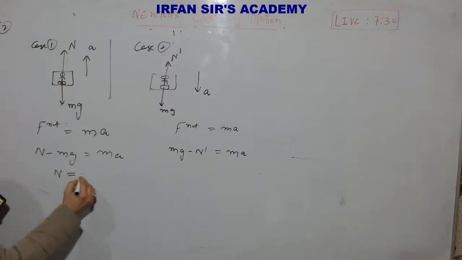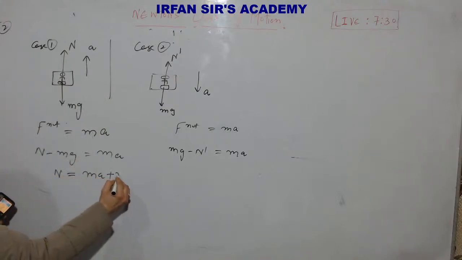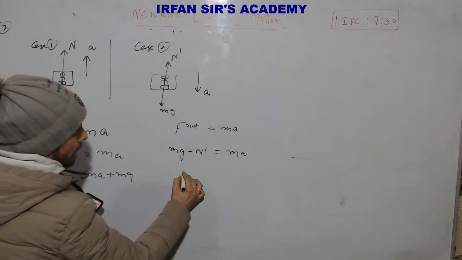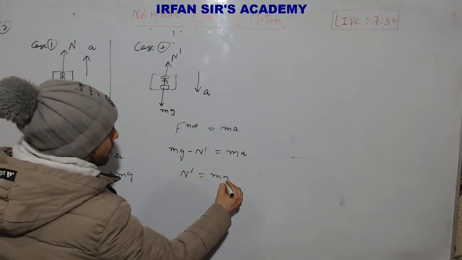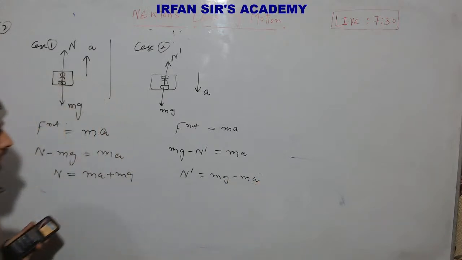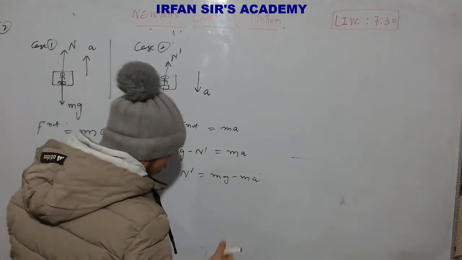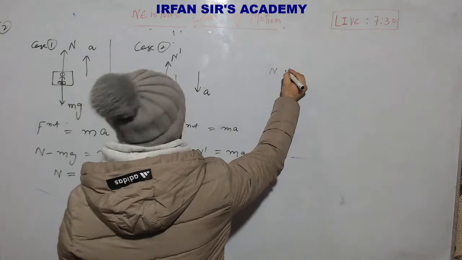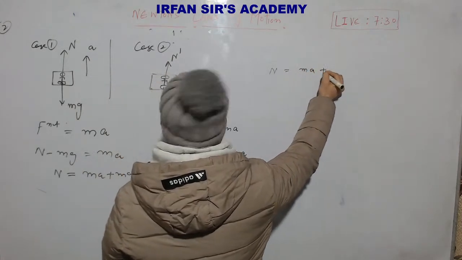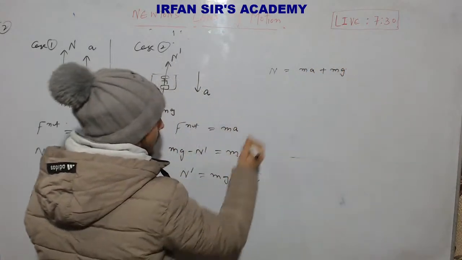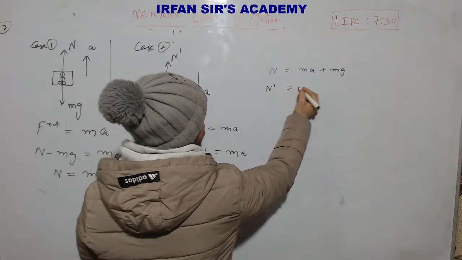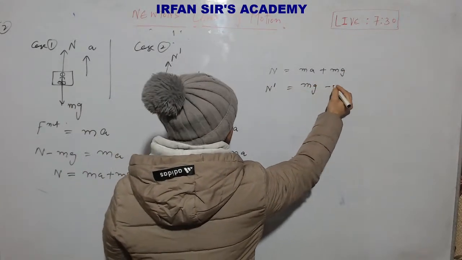What will be the value of N? It will be ma plus mg. What will be the value of N dash? It is equal to mg minus ma. I can write this also as N equal to ma plus mg. I can write this as N dash equal to mg minus ma.